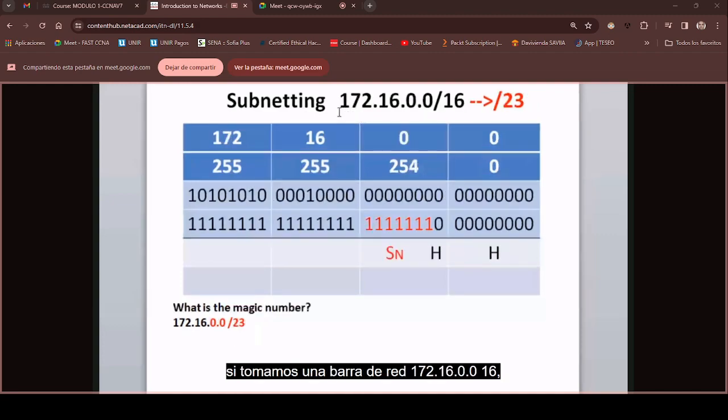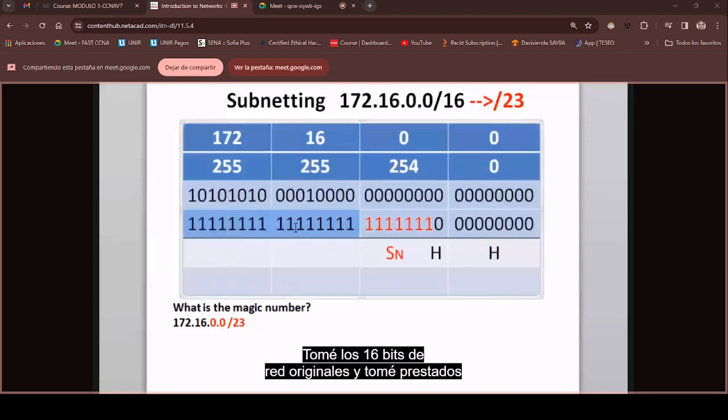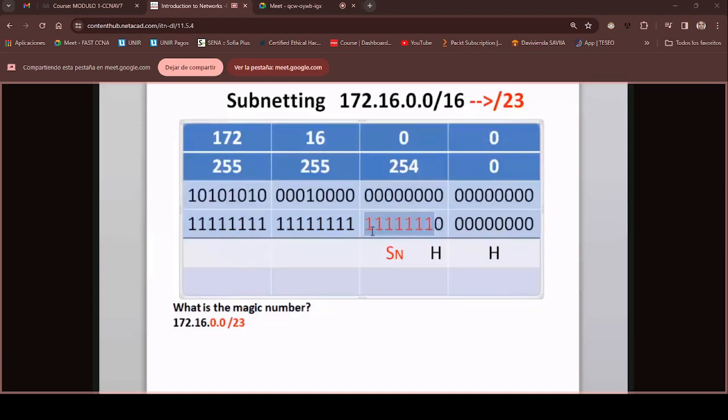For instance, if we take a 172.16.0.0 network /16, you can see in this scenario, I've subnetted it to a /23 subnet mask. In other words, I've taken the original 16 network bits and borrowed 1, 2, 3, 4, 5, 6, 7 ones from the host portion of the subnet mask. In this situation, the last borrowed one is in the 2's place.